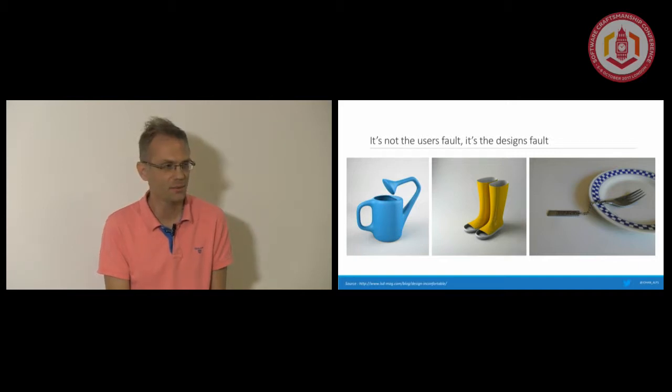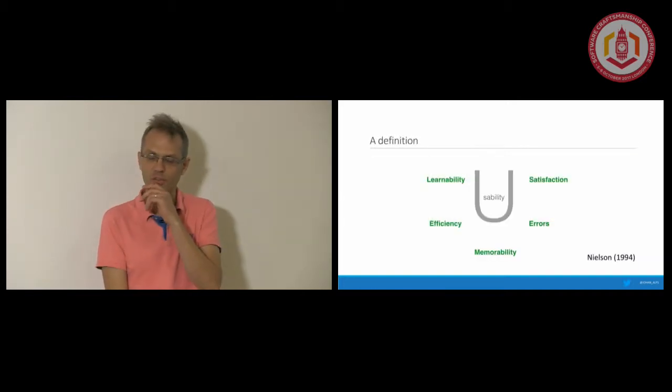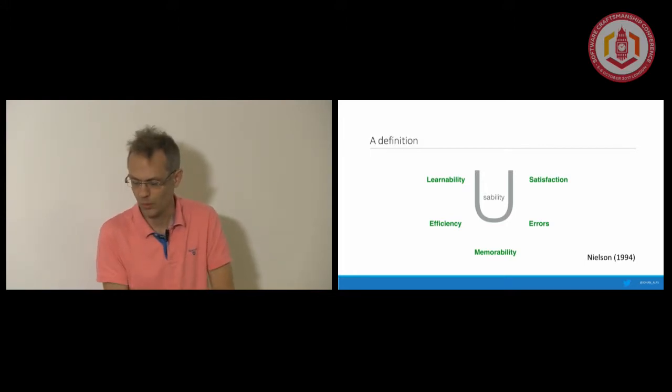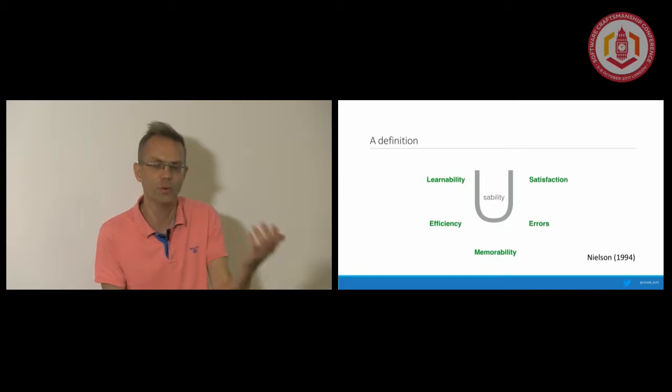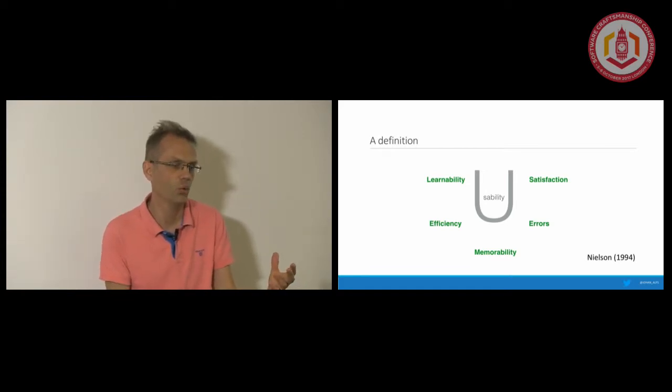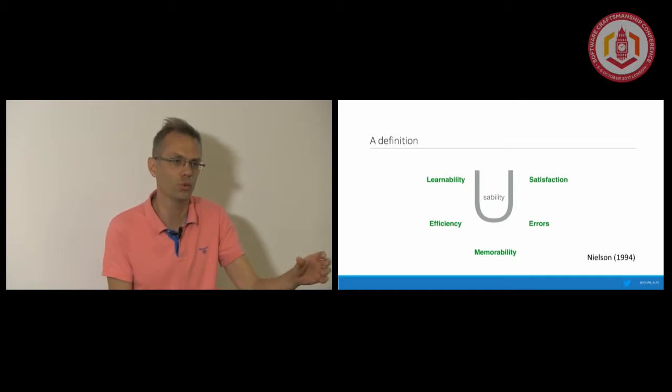So what is design? Well, there are several definitions. One of the simplest ones was created by Nielsen. There are 5 axes of usability. Learnability is how much you have to learn to be able to use the tool to do basic tasks, the entry step. And efficiency: once you have learned the tool, how fast can you do what you want to do with it?